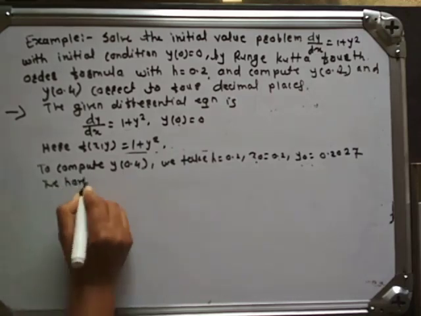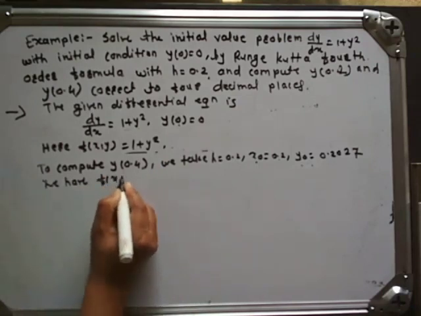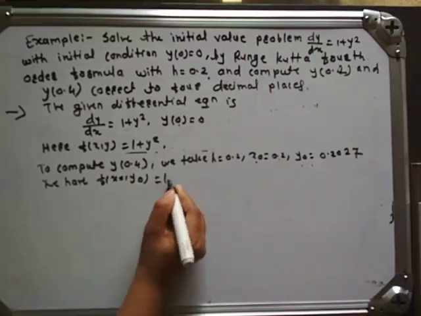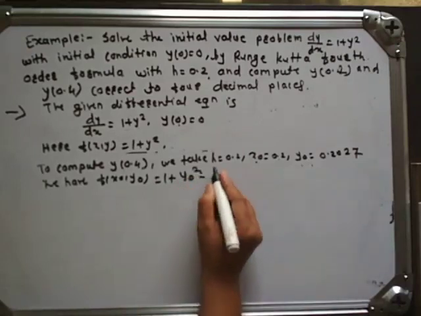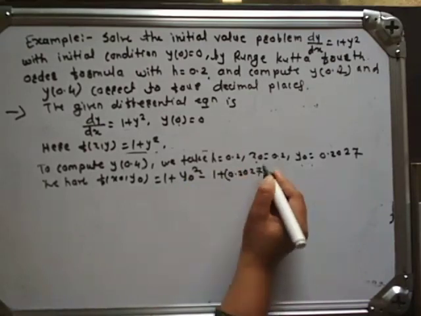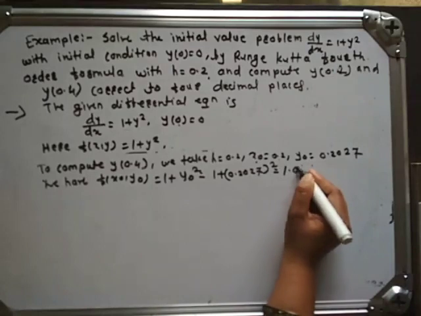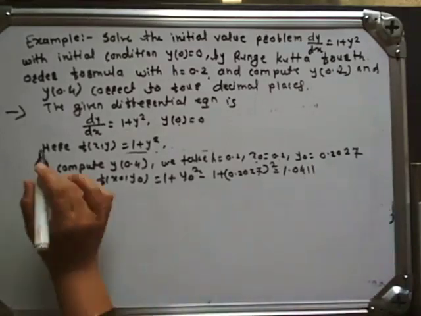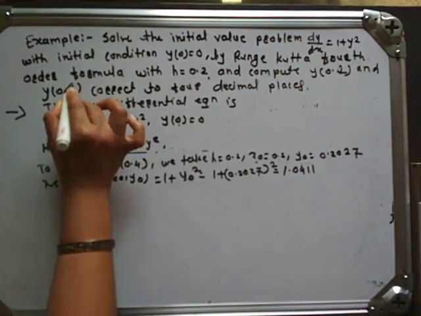We have to do the same procedure. f of x0, y0 is 1 plus y0 square. What is here y0? y0 is 0.2027 bracket square. So this is equal to 1.0411. Students, make one correction here. Take here y of 0.6.